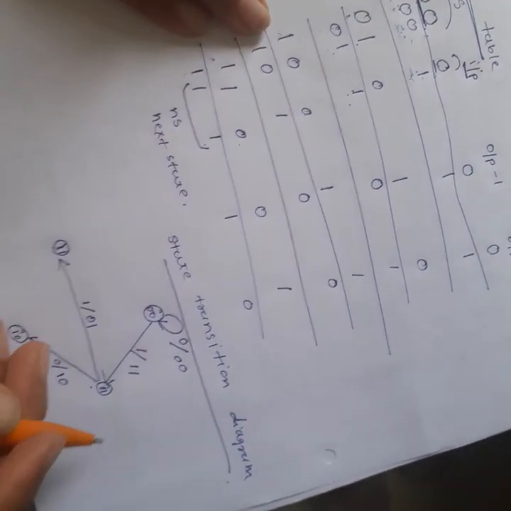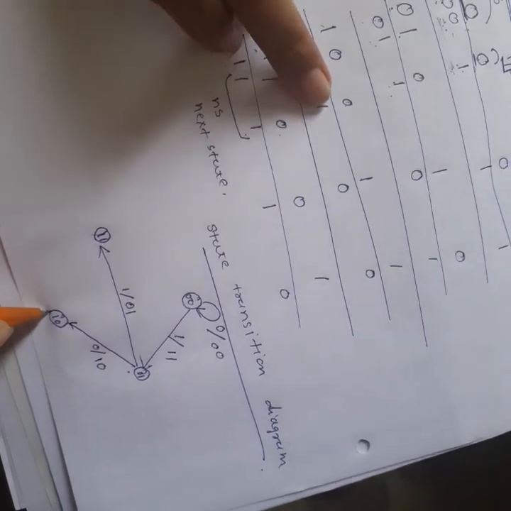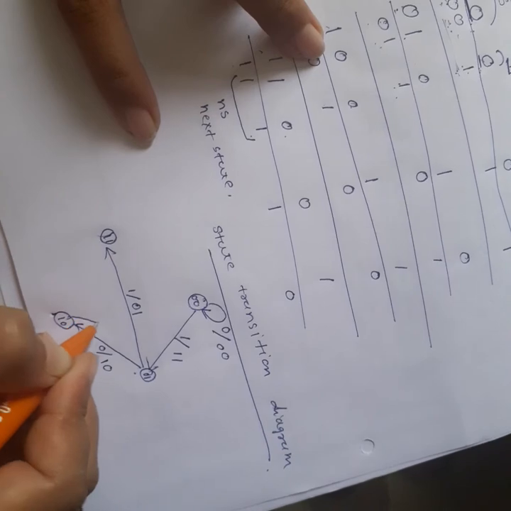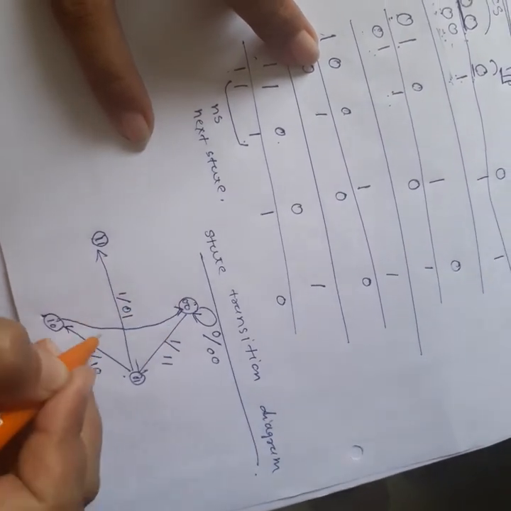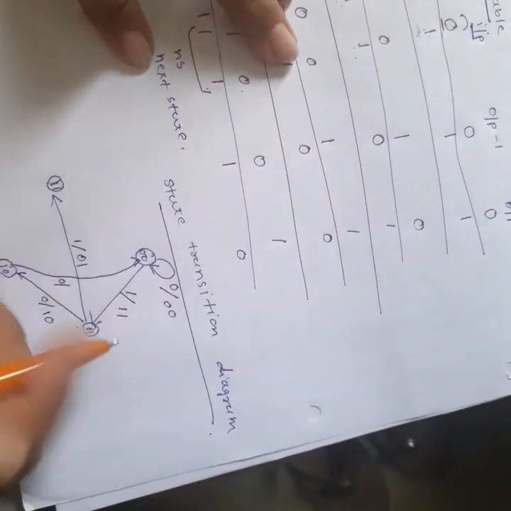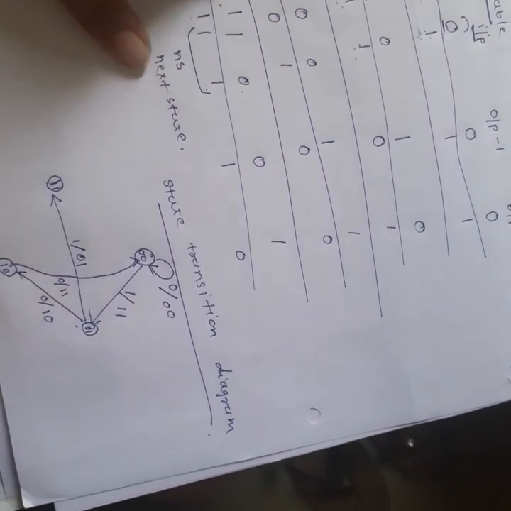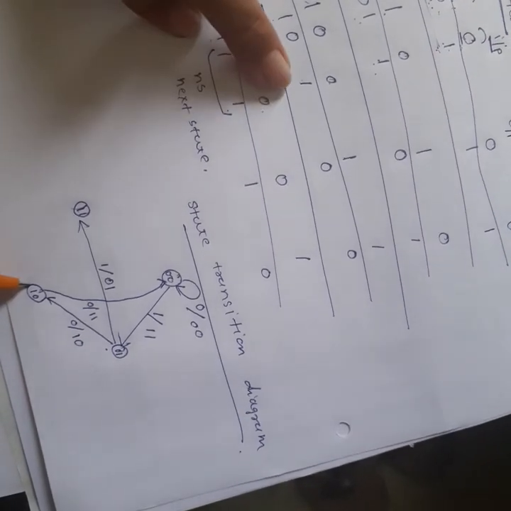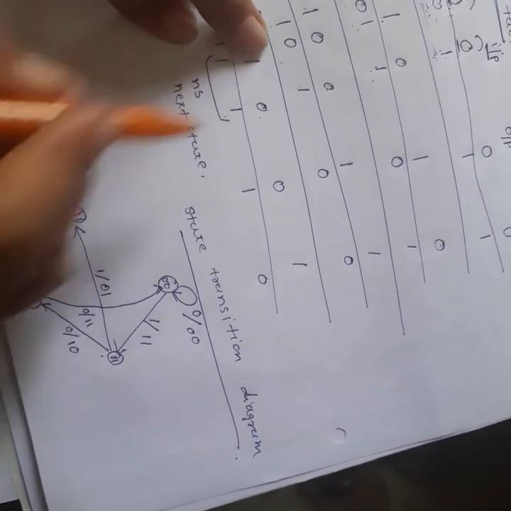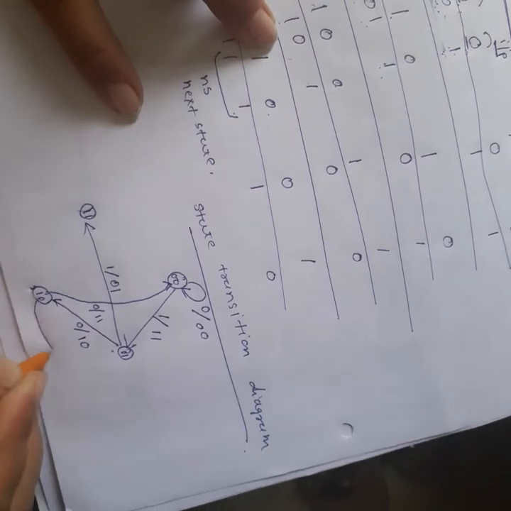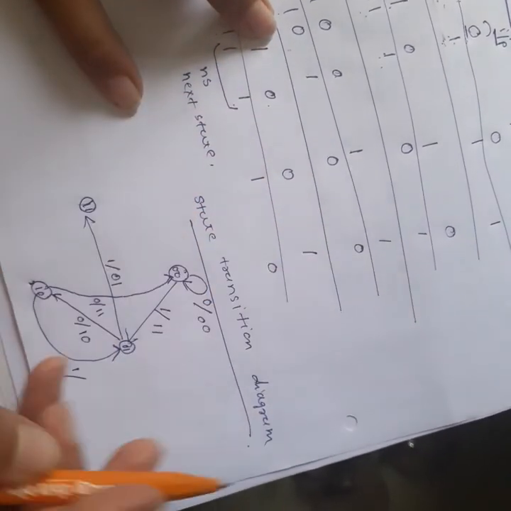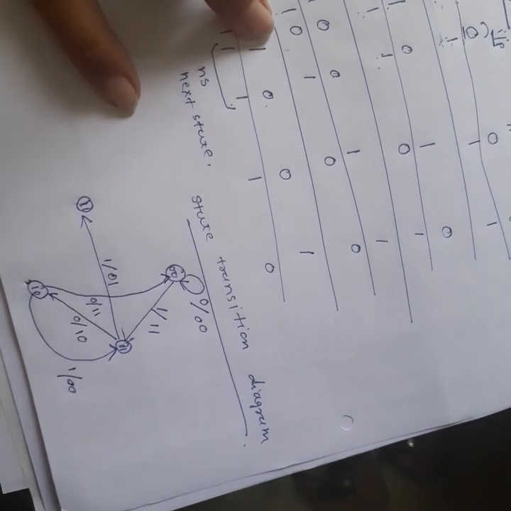If my current state is 1 0 and I provide input 0, I would be in 0 0, right? So I am going to put it like this, and at that point in time my output would be 1 1, right? If my current state is 1 0 and I provide input 1, I would be in 0 1, and my output would be 0 0, right?